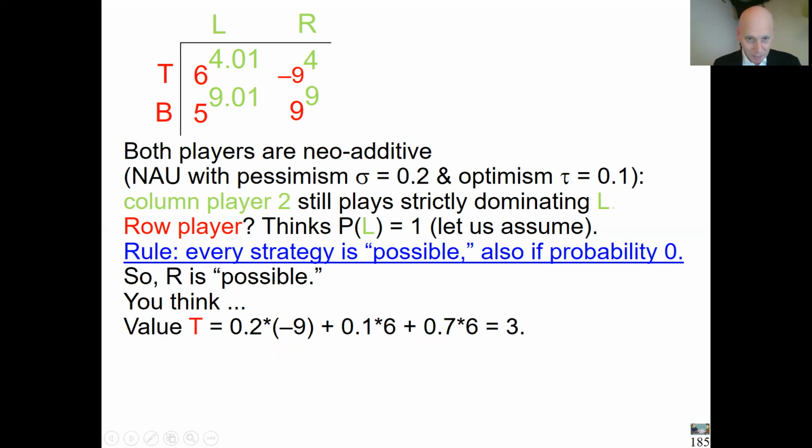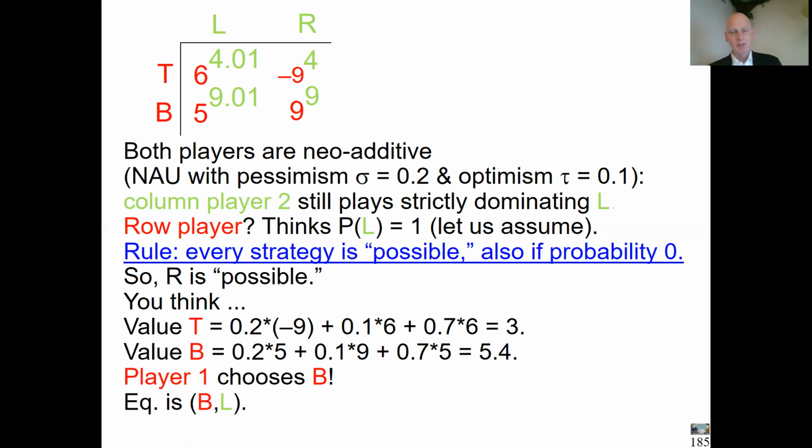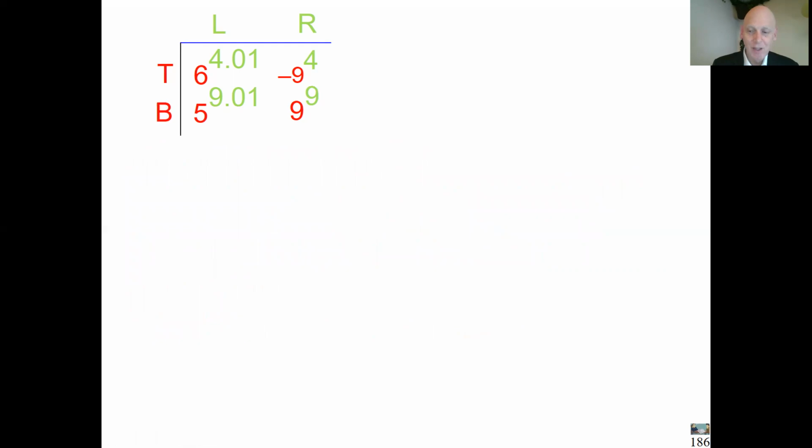Let's first look at top. And you see the 0.2 times -9 is really very bad. It ends up with only 3. Bottom ends up with 5.4, so it's clearly better. So indeed, the neo-additive approach says player 1 will choose B, and the equilibrium will be B, L. Each is the best reply to the other if you do neo-additive evaluation. And I think it's empirically plausible. If you want to know what's happening, this is a good prediction, good analysis.